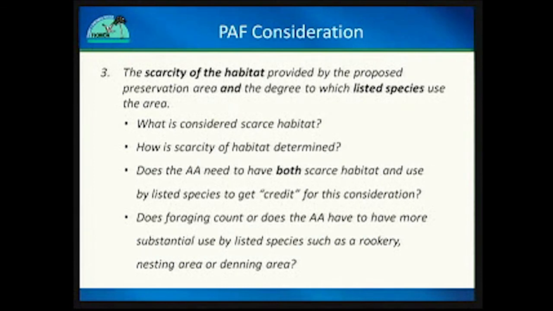Did we leave off on 3? Does the substance area have to be both scarce and used by listed species to get credit for this consideration? Yes. It's an and. Does foraging count, or does the assessment area have to have more than one substantial use, such as rookery, nesting? No. Okay.